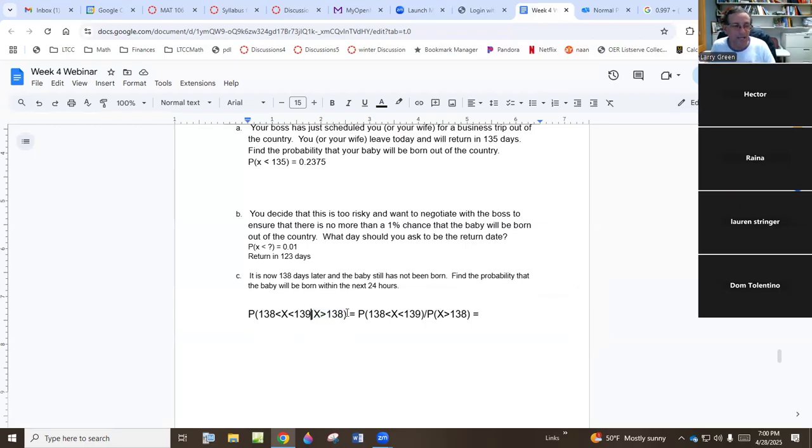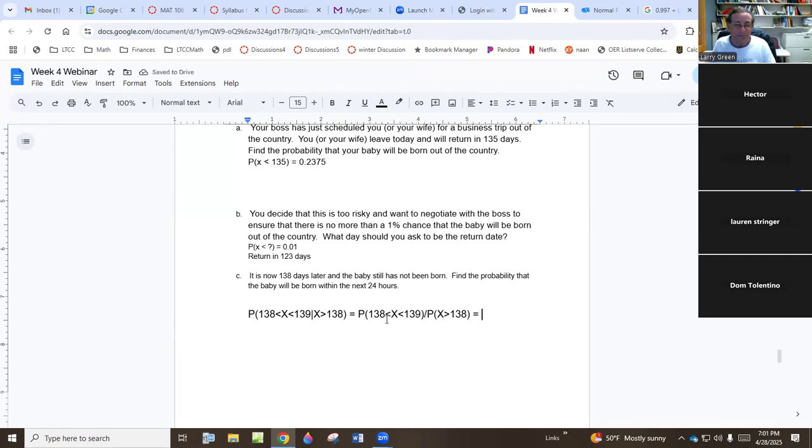Any questions on how I came up with this formula? Okay, then we had a formula, if you remember, for a given problem. The probability of A given B is the probability of A and B divided by the probability of B. But if it's between 138 and 139, and it's greater than 138, that's the same thing as just being between 138 and 139. Does that make sense? And then we divide by the probability of being greater than 138.